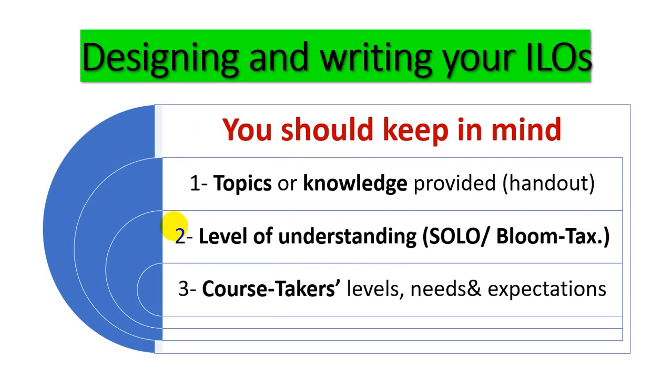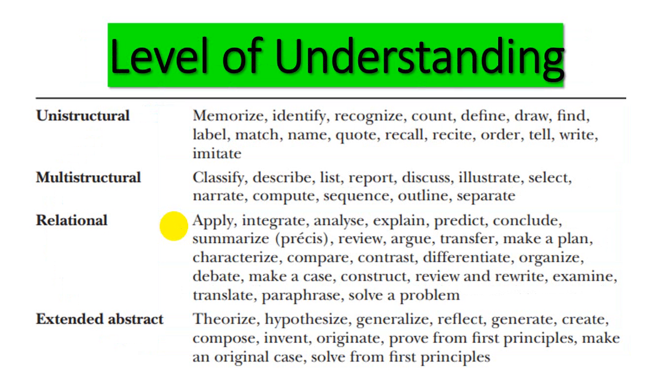So, how can we design or write intended learning outcomes? First, you have to keep in mind 3 things. Number 1, the topic that you are going to deliver to the students and the kind of understanding that you need your students to reach. And then you have to keep in mind your students, your course takers, their needs, level, expectations, and so on, and weaknesses, of course.